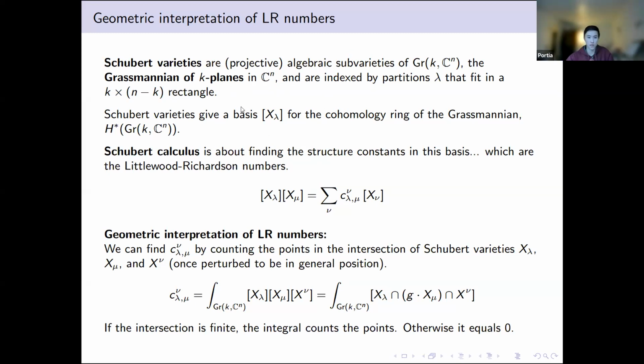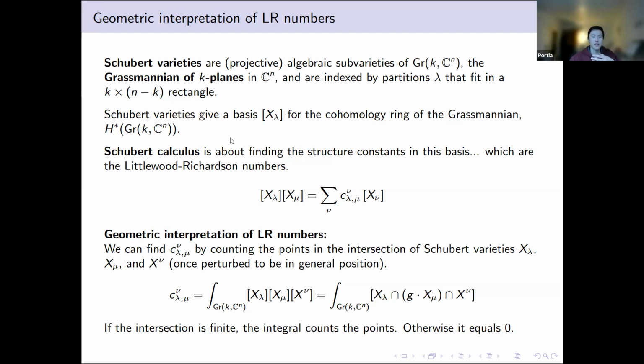Okay, so Schubert varieties are certain projective algebraic varieties that live inside the Grassmannian of k-planes in C^n, which is k-dimensional subspaces of n-dimensional complex space. And that itself is a projective variety. The Schubert varieties are indexed by partitions that fit in a k by n minus k rectangle. So it corresponds to the numbers k and n, for how big the planes are and the size of the ambient space.